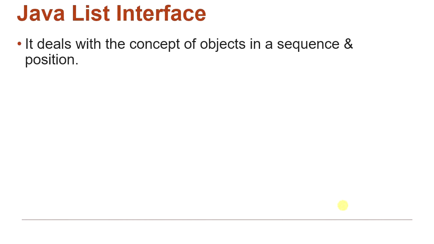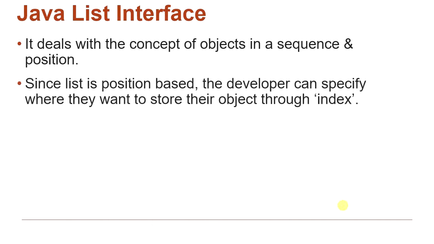Sequence in the sense that objects are arranged in a continuous memory location in the heap. So that forms a sequence. Then each object will have a position. Since list is position based, the developer can specify where they want to store their object through the index. By specifying the index, they can store the object at a particular location, and in the same way they can pick an object from a particular index location.